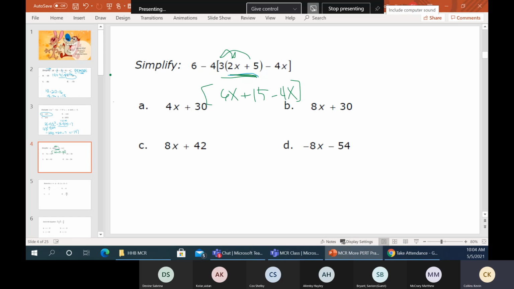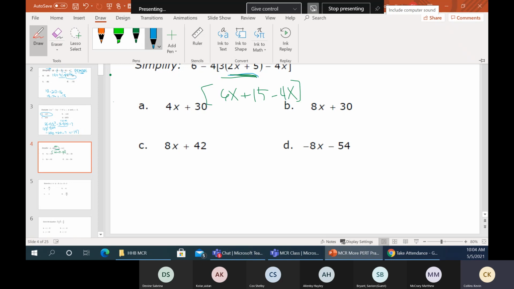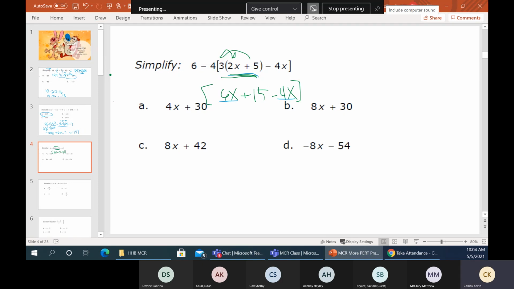Okay, so we can put these two guys together, right? Because we have 6x minus 4x. Okay, so then the stuff in the brackets just becomes 2x plus 15, right? So that takes care of everything in the brackets. So now I've got a minus 4 here and a 6 here. Okay.